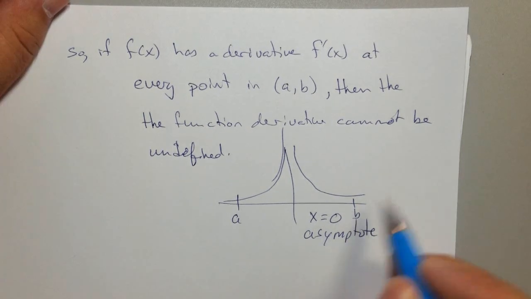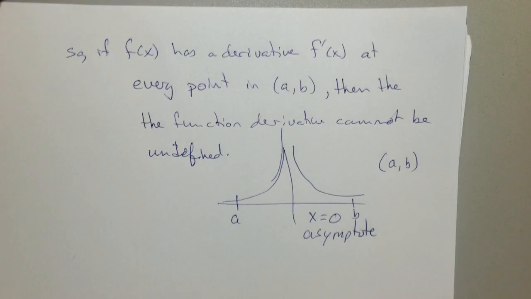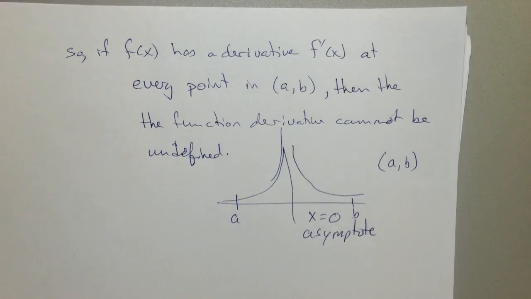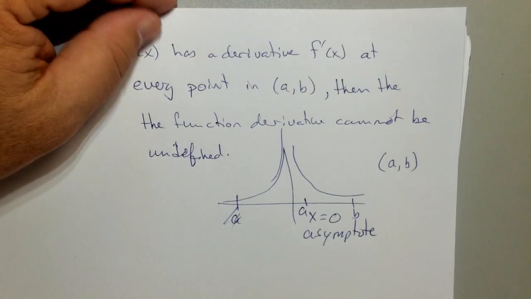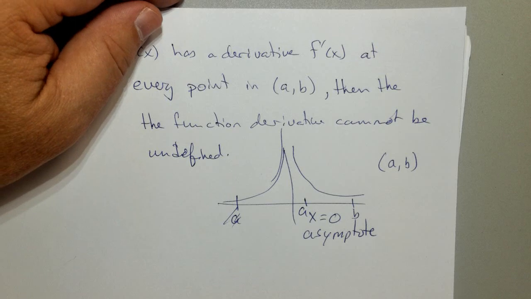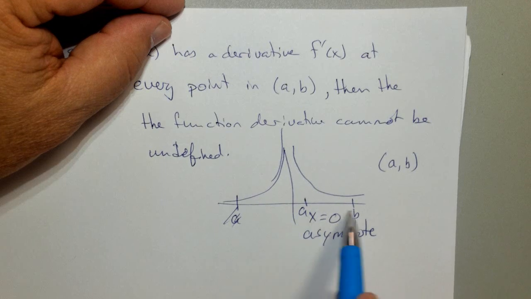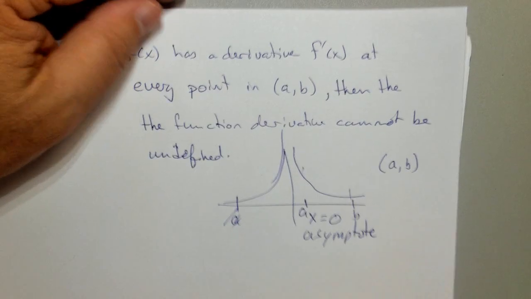If our open interval was A and B here, on both sides of x equals 0, is the function continuous? No, because there's an asymptote. Okay, so that doesn't work. So how about if A was moved to that side? Is the function continuous inside this open interval? Yeah, it's continuous because every point inside there exists.